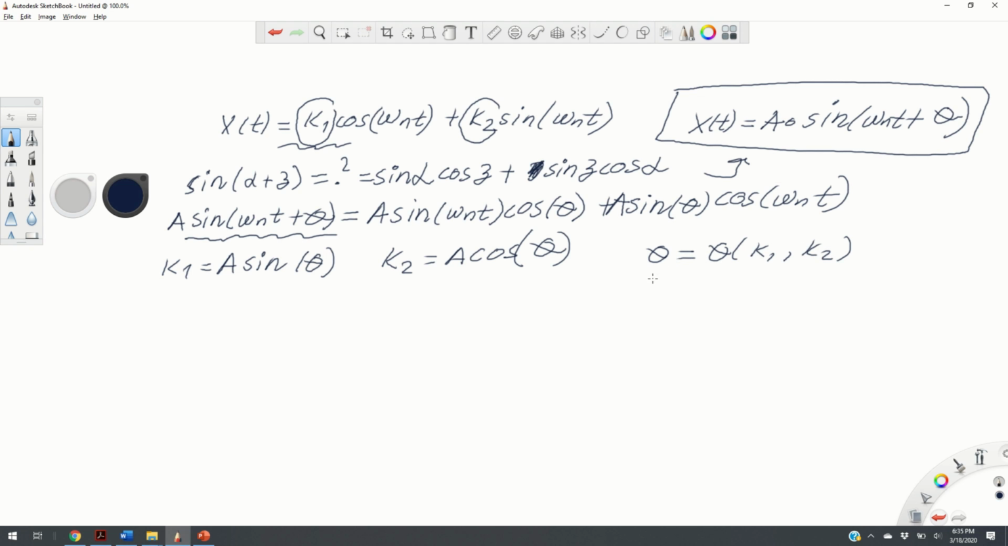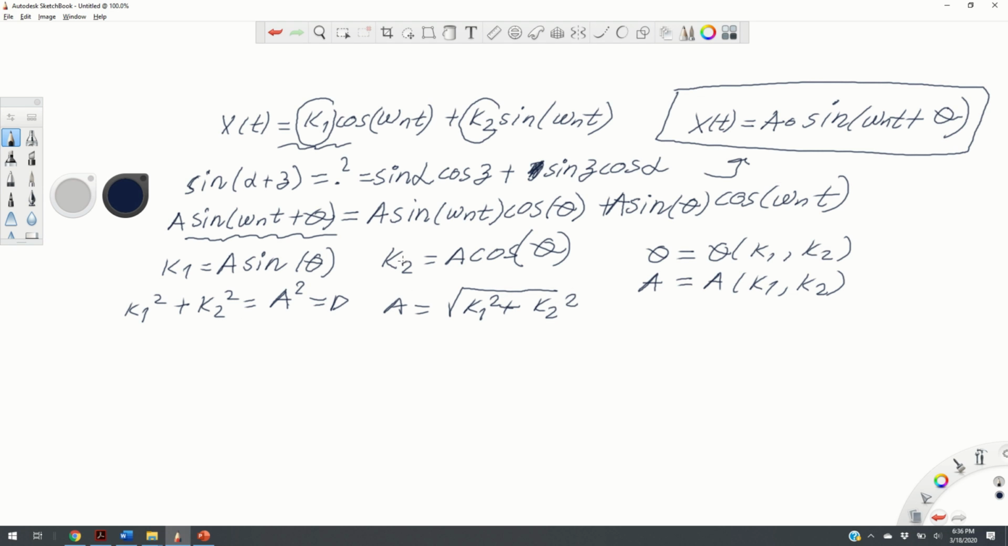Now, from these two equations, we want to express theta as a certain function of K1 and K2, and we want to express A, the amplitude, as a function of K1 and K2. So let us do that. If we take squares of both equations, we obtain K1 squared plus K2 squared is equal to A squared sine squared theta plus A squared cosine squared theta. We know that sine squared theta plus cosine squared theta is equal to 1. So we have that K1 squared plus K2 squared is equal to A squared. So from here, A is equal to the square root of K1 squared plus K2 squared.